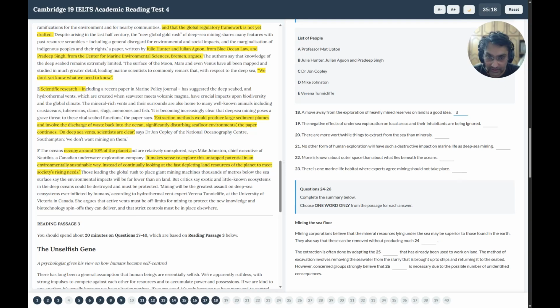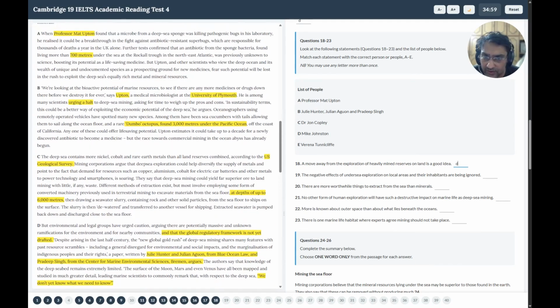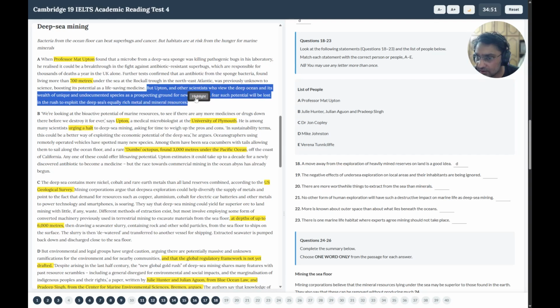Okay. Now let's have a look at 19. The negative effects of undersea exploration on local areas and their inhabitants are being ignored. So I think we found somewhere. I think Professor Matt Upton stated, who view the deep ocean will be lost. Yes. Okay. I said it could be A.